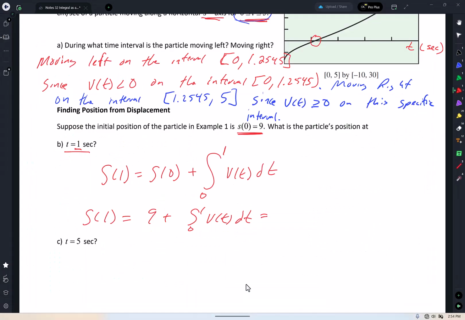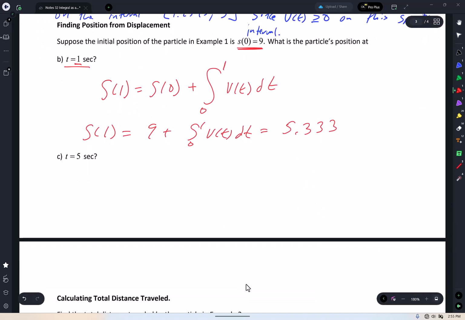All right. What was the answer again, guys? 5.333. You can also turn that into a fraction. All right, here we go, guys. S of 5. In this case we're going to use the S of 0. You could use the S of 1, the 5.333, but just use the S of 0. S of 0 plus what's up?